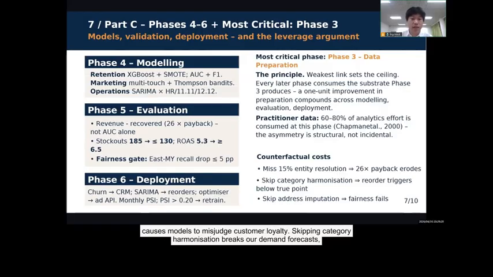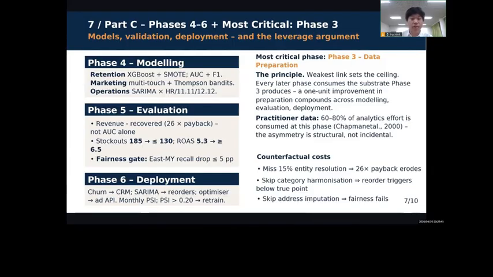Skipping category harmonization breaks our demand forecasts, directly inviting stockouts, and skipping address imputation completely undermines our fairness gate. Proper data preparation demands deep domain knowledge, making it our true critical point. Thank you, and now I'm going to pass to the next one.